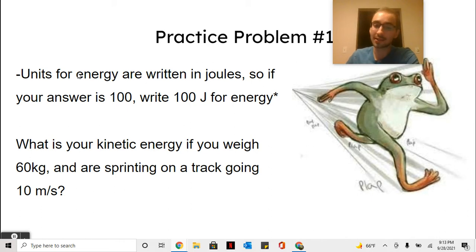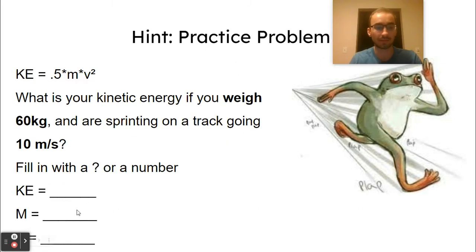First one, what is your kinetic energy? If you weigh 60 kilograms and are sprinting on a track going 10 meters per second, try and calculate your energy in joules. All right, pause the video now, try and do it yourself. Remember, it is 1/2 times m times v squared. So always start, fill in what you know. Do we know K, do we know M, and do we know V?